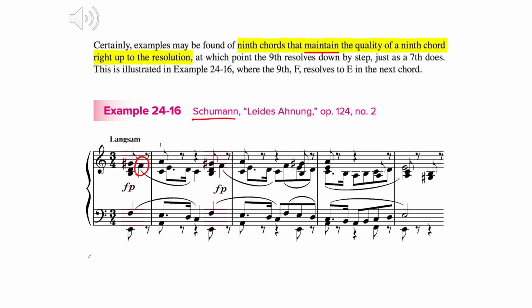The excerpt is in A minor, and it begins with a 5 flat 9 chord. And this is a real 9th chord because the 9th of the chord remains present until the resolution. And as the 7th of the chord, also the 9th of the chord resolves always down by step. This is also a rule. Let's listen to this excerpt.